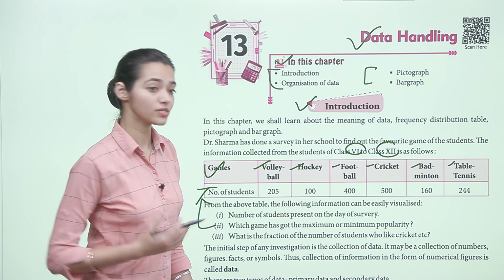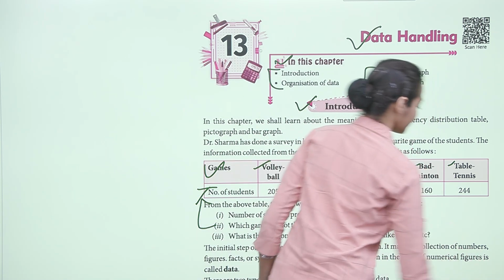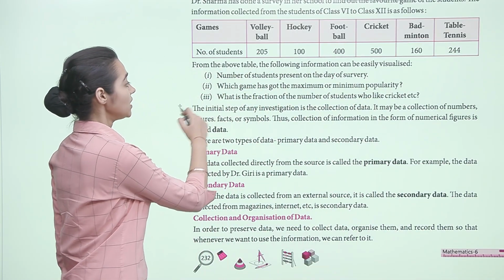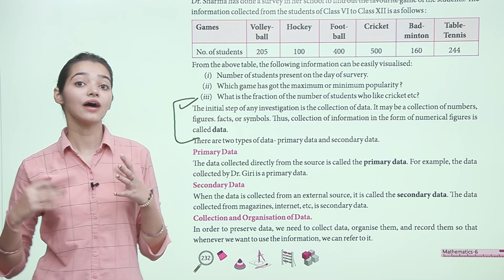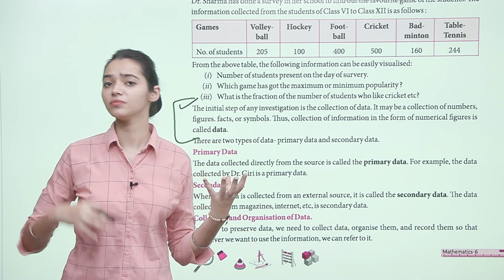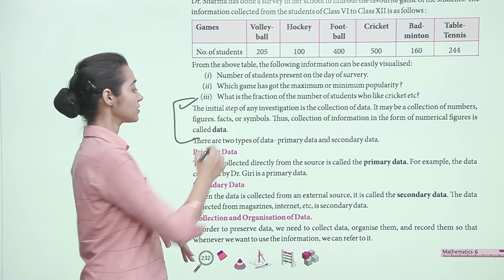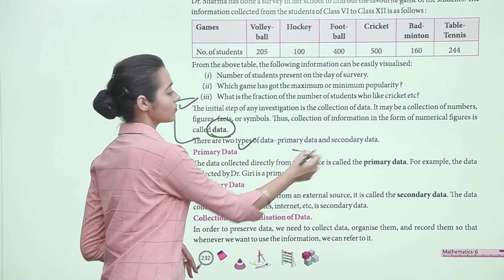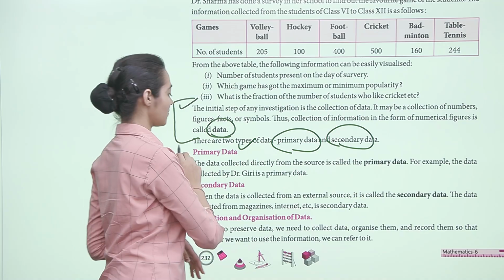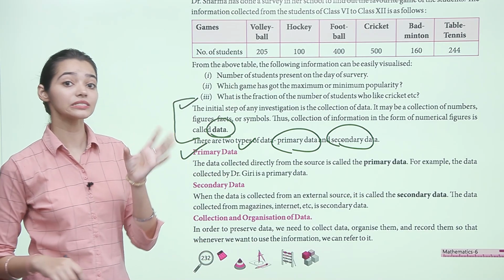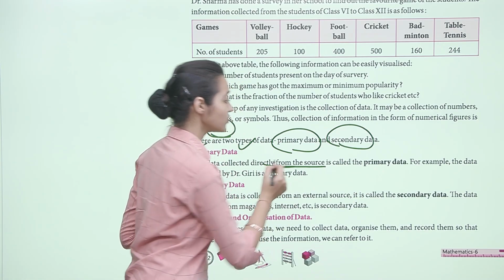Now what is the first step? The initial step of any investigation is that we have to collect the data. It may be a collection of numbers, figures, facts or symbols. The collection of information in numerical figures is called data, and there are two types of data, primary data and secondary data. Now what is primary data? That is collected directly from the source.